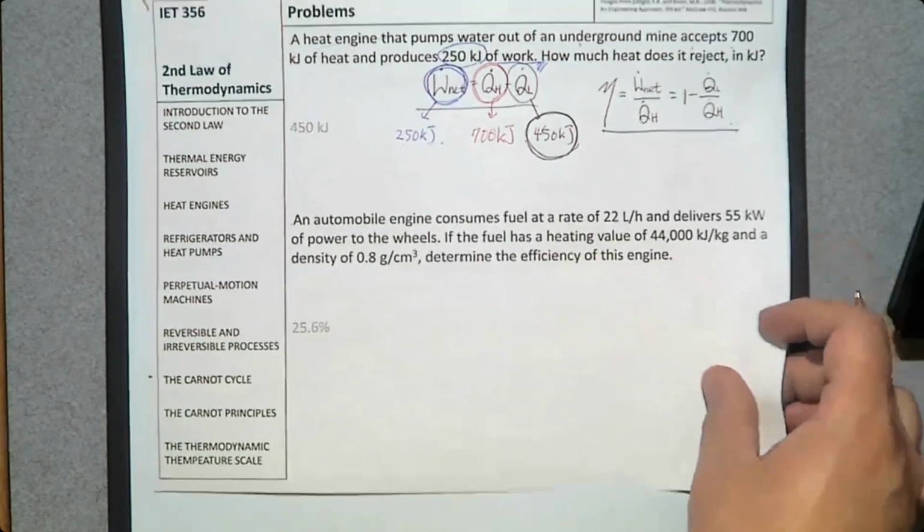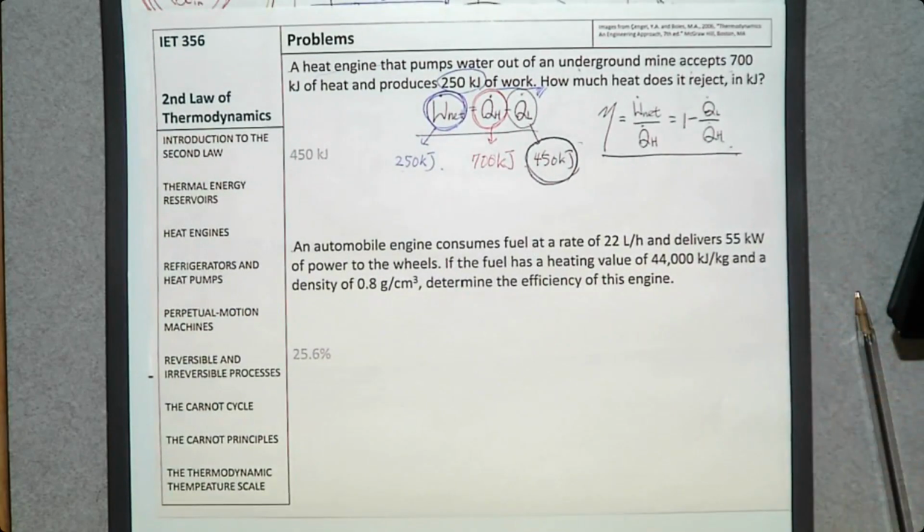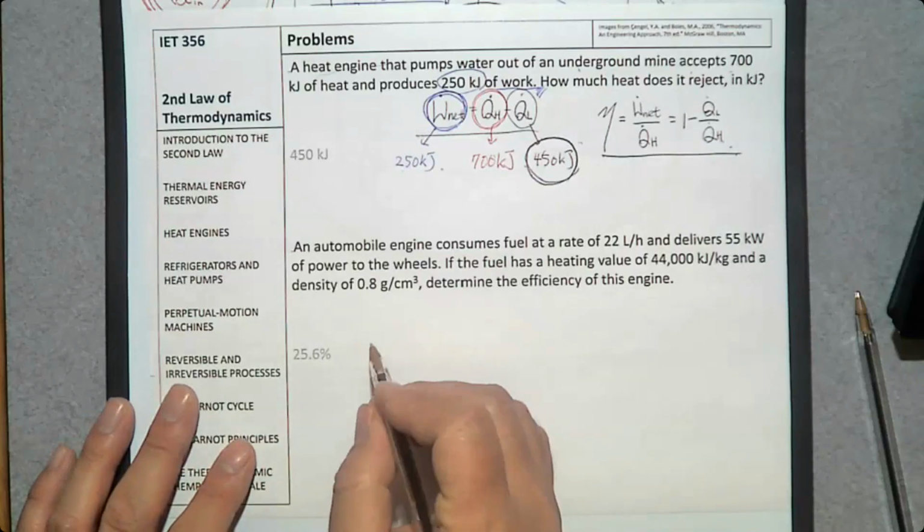So we have another problem that uses the same governing equations. So let's see. We have an automobile engine that produces work. So it is also a type of heat engine. Anything that produces work from heat can be called a heat engine. So let's analyze this automobile engine.